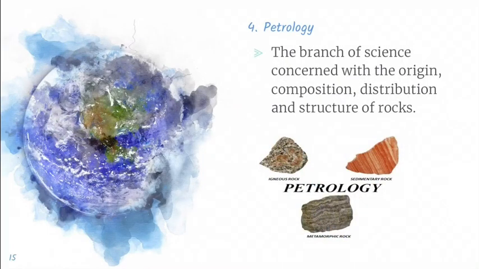Fourth is petrology. So this is the branch of science concerned with the origin, composition, distribution, and structure of rocks. So it is concerned with all three major types of rocks, namely igneous rocks, metamorphic rocks, and sedimentary rocks.